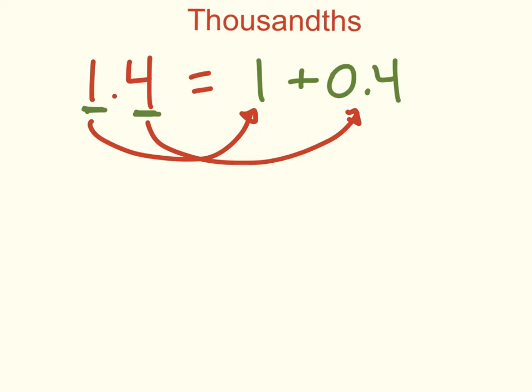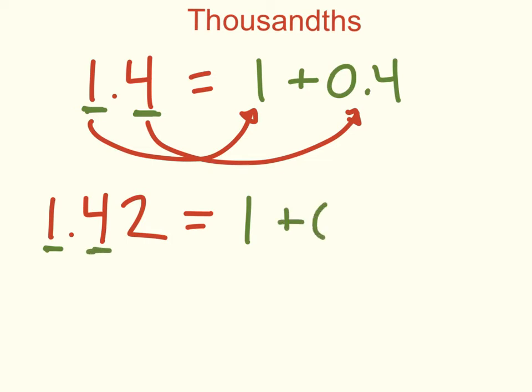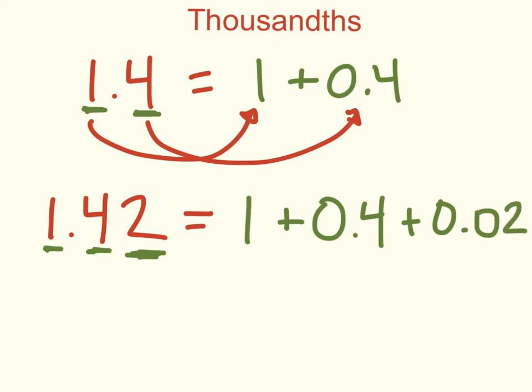Here's another example. If I had 1.42, I would show this like this. I have 1 in the ones, plus this 4 is in the tenths, so I'm going to show it by going 0.4, plus this 2 is in the hundredths, so I'm going to show that by writing 0.02, because this is the tenths, this is the hundredths, and I have to represent the 2 in the hundredths.